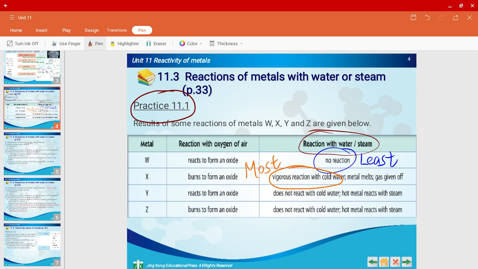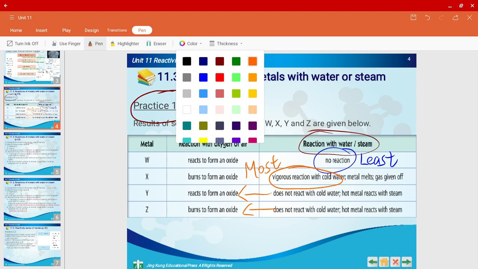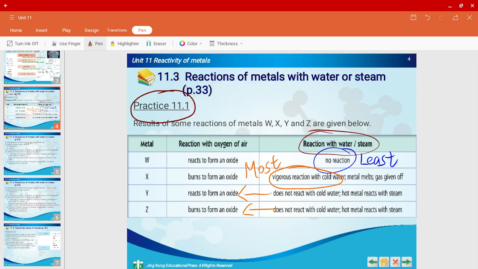Now for metal Y and Z, both of them have the same reaction with steam. So that is where I'll need to look at the reaction with oxygen. Now for metal Y, it just reacts with oxygen to form an oxide, but for metal Z, it burns with oxygen to form an oxide. Now the use of the word burns indicates that this is a more vigorous reaction when compared to metal Y. So in this case, this should be the second most reactive, and metal Y would be the third most reactive.